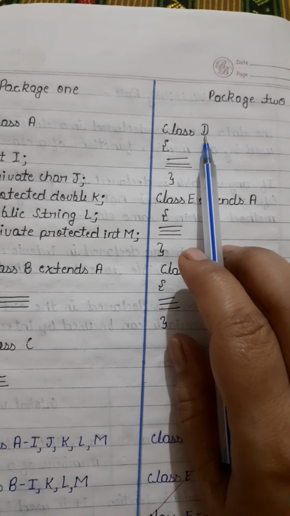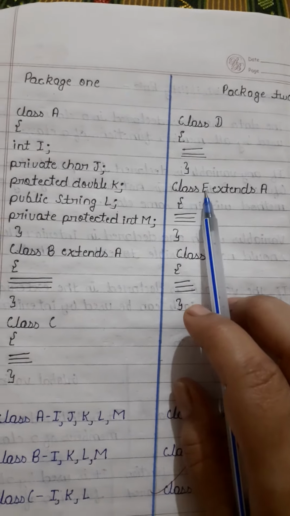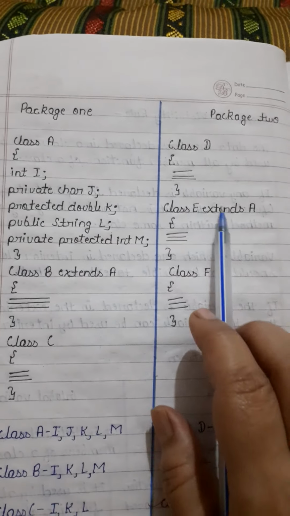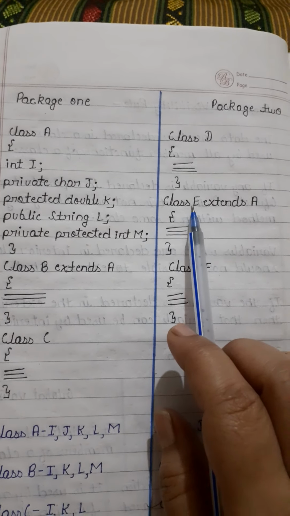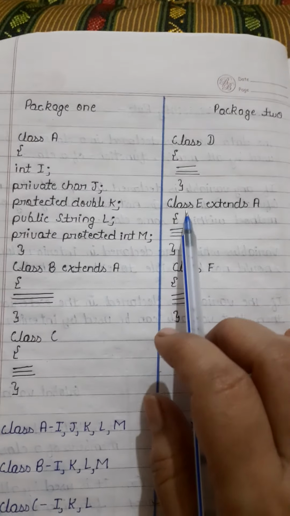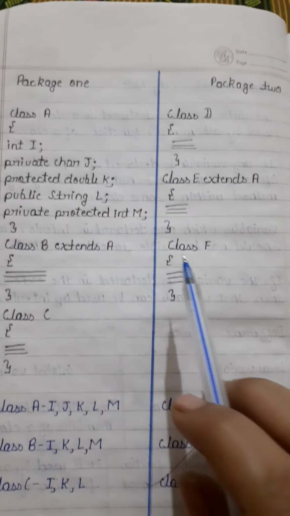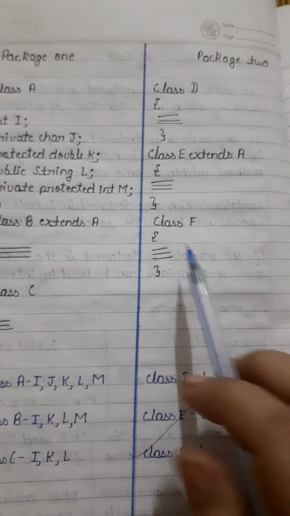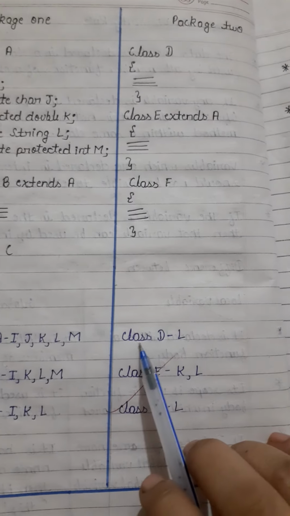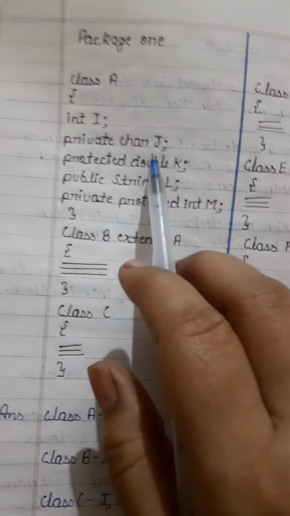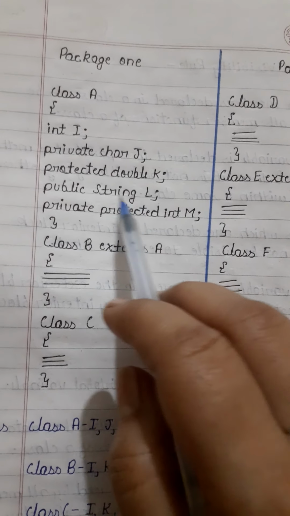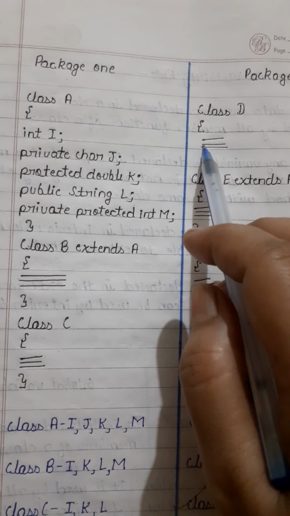Now see what is happening in package 2. There is a class D, a separate class. Class E extends A, which means E has the features of A. It is also a subclass of A, and that is why these two packages are connected. Then we have a separate class F. What will go in D? In D, only L will go, because it is a public type, and only public variables will go.